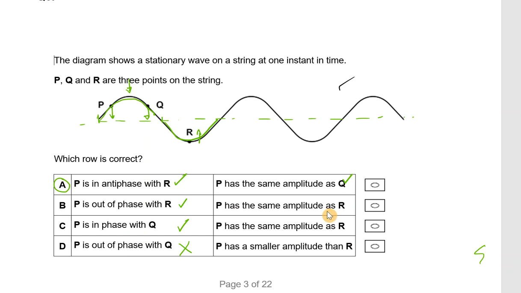P has the same amplitude as R. No, P has this amplitude and R has that amplitude, so that's an incorrect statement. P has the same amplitude as R. No, that's just the same as the statement above. P has a smaller amplitude than R. Yeah, that is true. P's amplitude is that distance, whereas R's amplitude is that distance. However, the only line where both statements are correct is line A, so A is your correct answer.